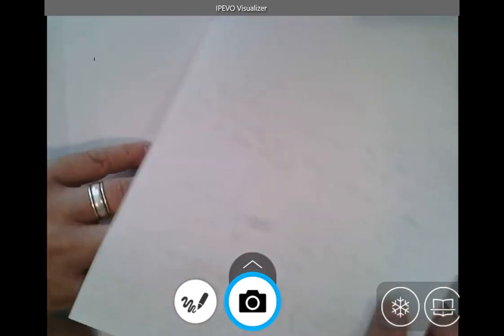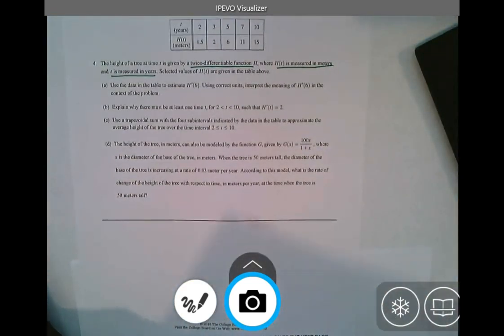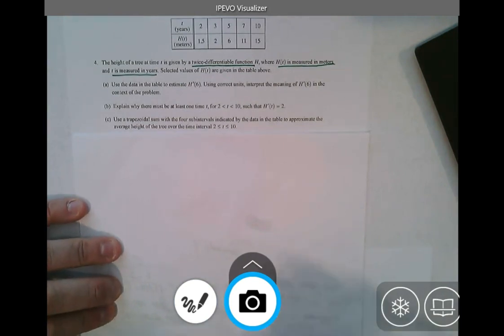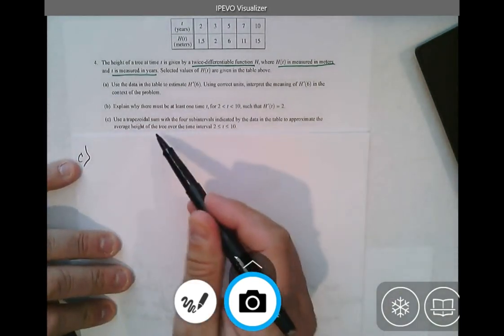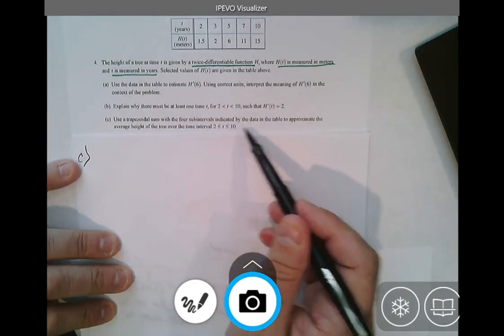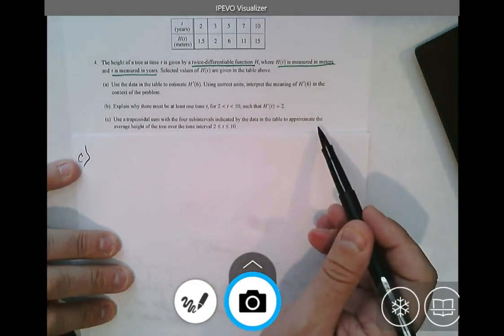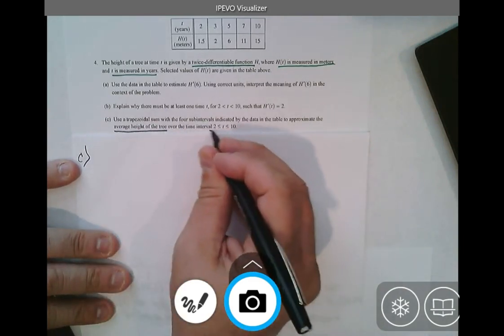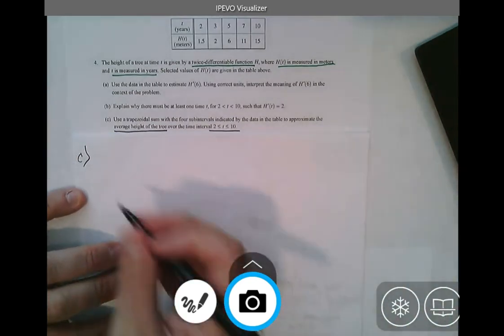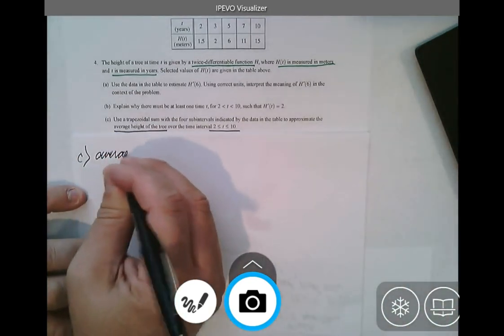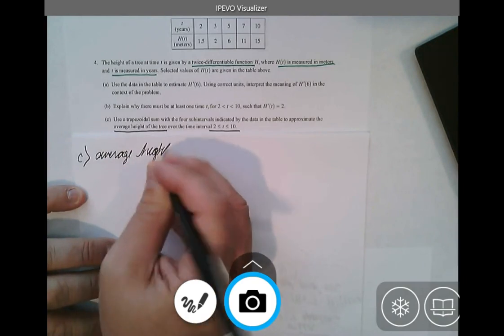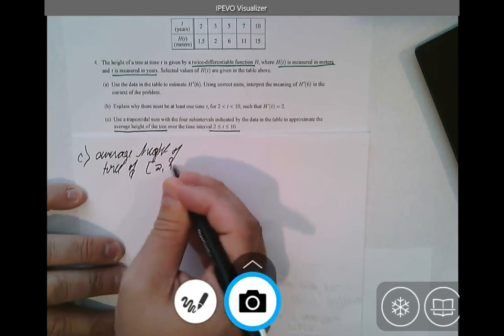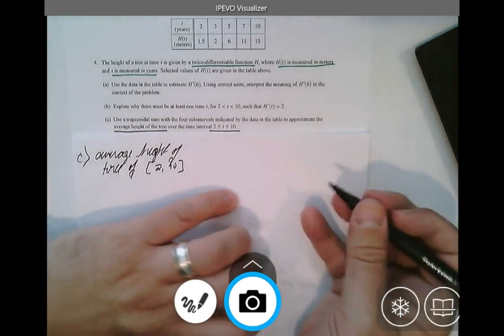Let's look at part C. In part C, it says use a trapezoidal sum with the 4 subintervals indicated by the data in the table to approximate the average height of the tree on the time interval 2 to 10. So average height of tree on the interval 2 to 10.